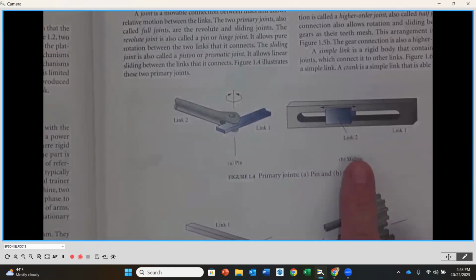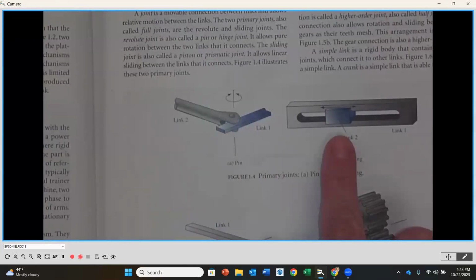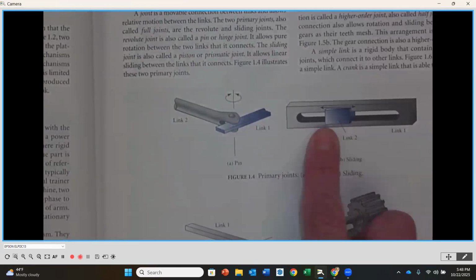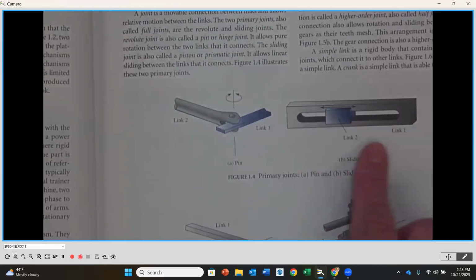The other type of joint that we see here is a sliding joint. So you'll notice that we have a block here, okay? They're calling that link 2. Link 1 is going to be basically the slot that this link is going to then move within. Notice that this slider is going to slide in a linear fashion. So in this case, it's a horizontal linear distance that this link is actually going to ride in the slot that we see here.